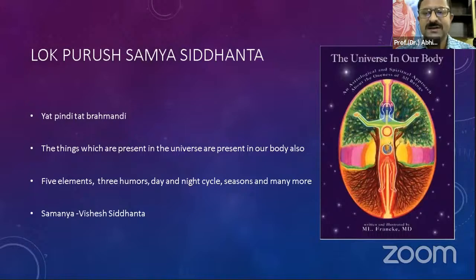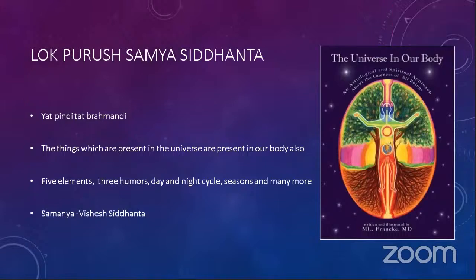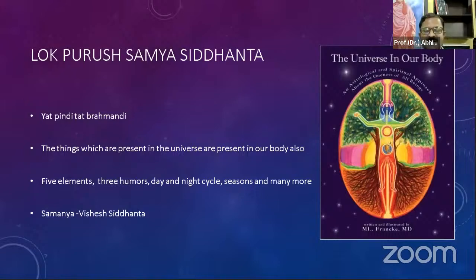One more thing related to this topic I would like to add is the Loka Purusha Samya Siddhanta, which in most local languages is called Yat Pinde Tat Brahmande. It means whatever is present in our body is also present in the universe, or vice versa. The things present in the universe are present in our human body. For example, the three doshas, the Panchamahabhutas, the seasons, and so many things in nature that we can correlate with our human body structures. Five elements, three humors, the day and night cycle, which is outside, is the same in our human body. Seasons and many more come under this Loka Purusha Samya Siddhanta.